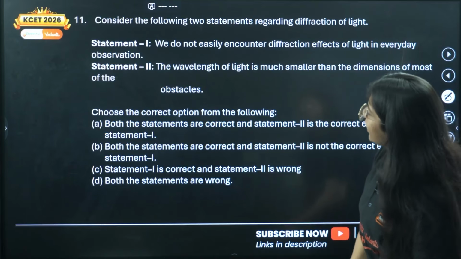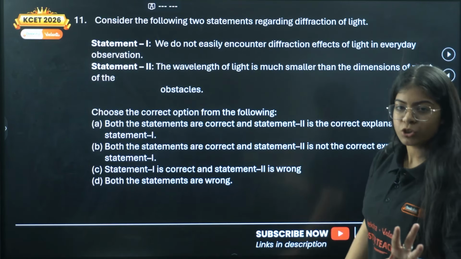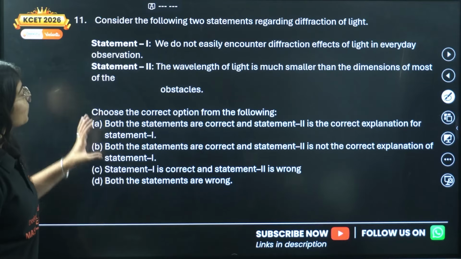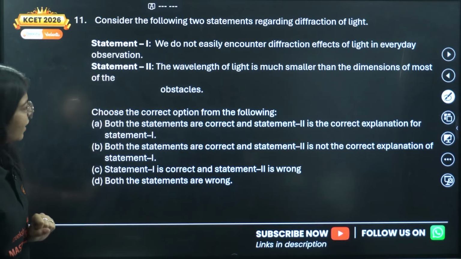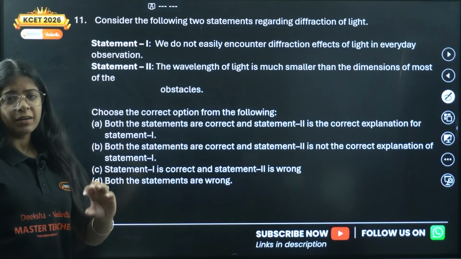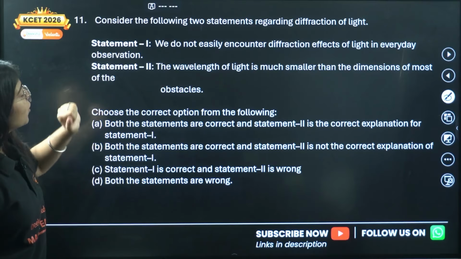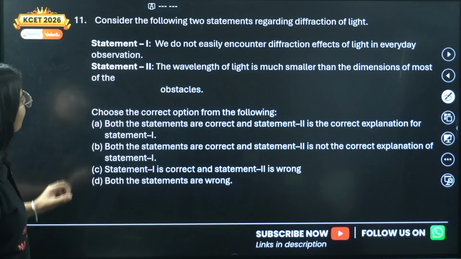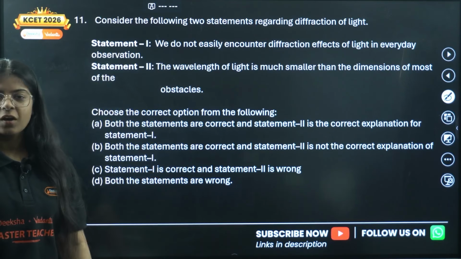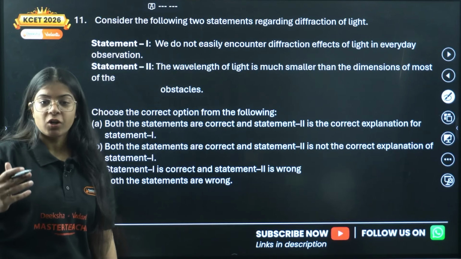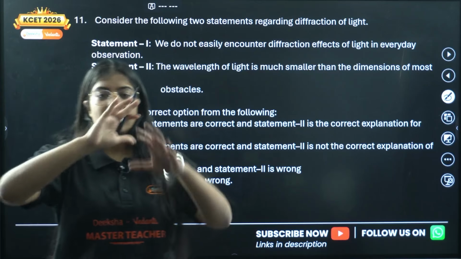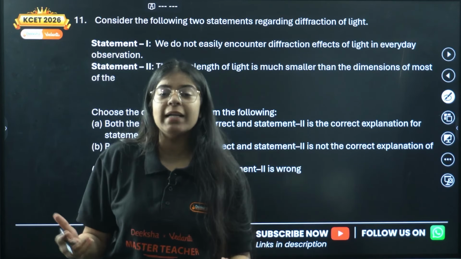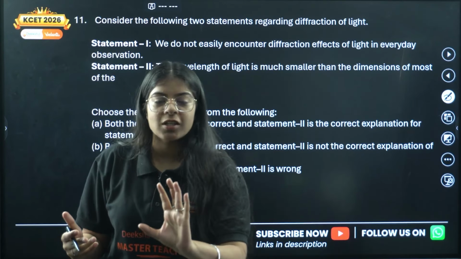Next question, very easy. Consider the following two statements. Statement 1 says we do not easily encounter diffraction effects of light in everyday life. Statement 2 says the wavelength of light is much smaller than the dimensions of most of the obstacles. Is this correct or not? We know that generally, like in this room, are you seeing rainbow here? Are you seeing 7 different colors? No, right? So we do not see diffraction in our daily life.